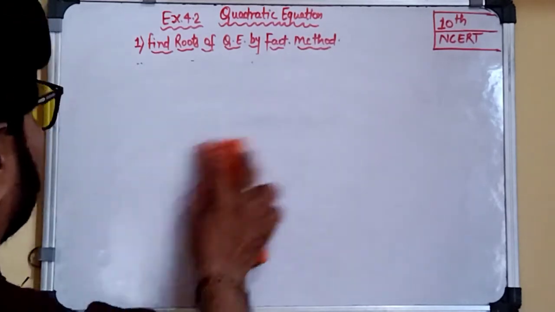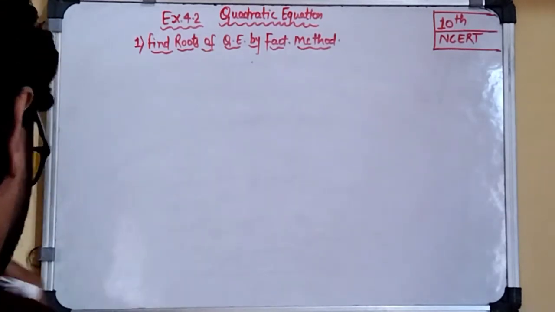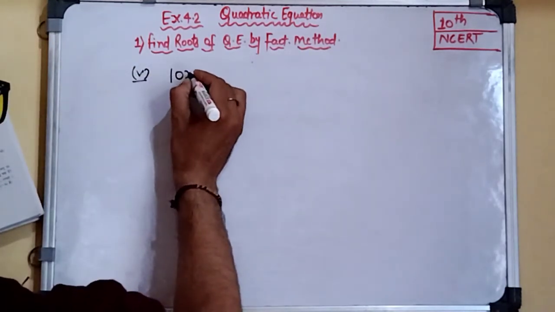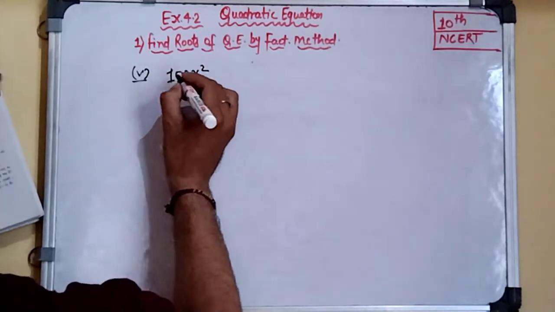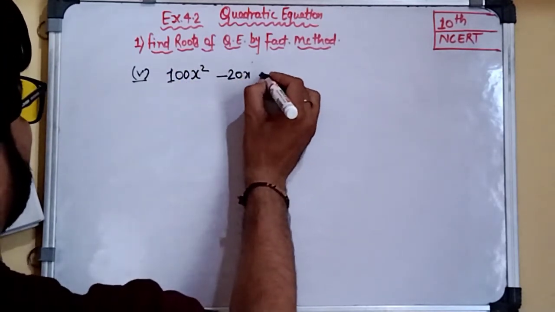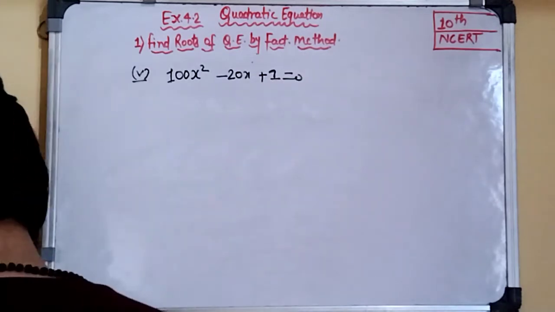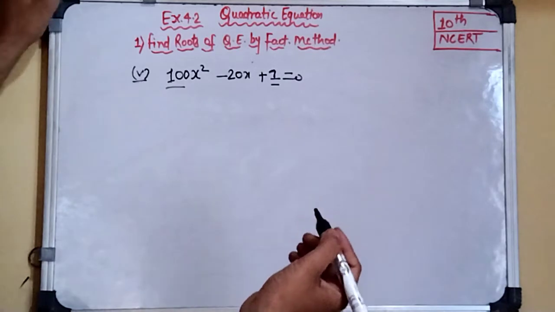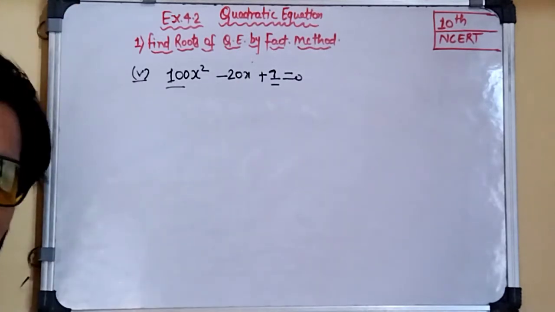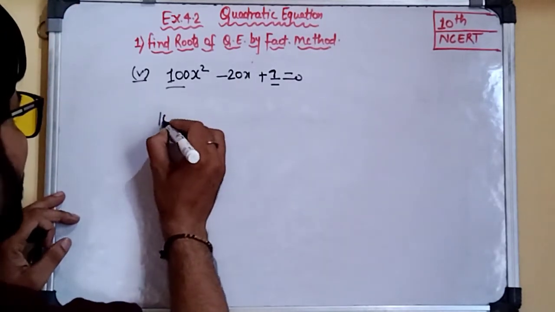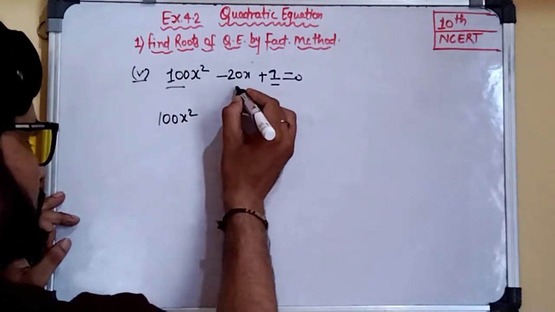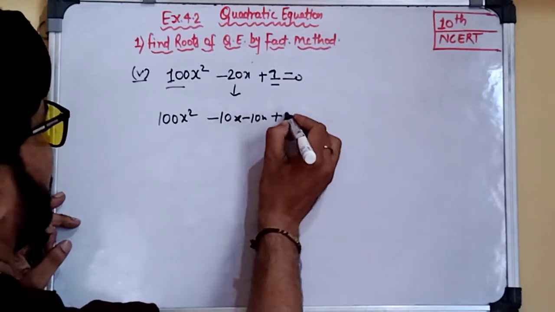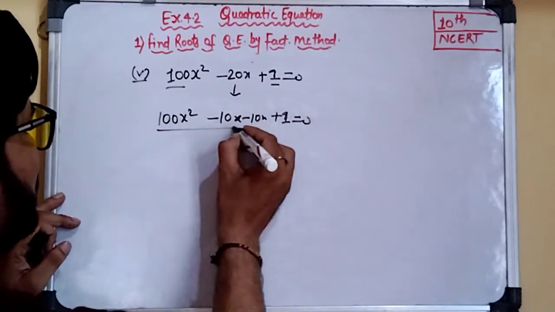Okay, the last, fifth sum, is of this form. The fifth sum is 100x square minus 20x plus 1. Okay, then 100 ones are 100, and take the factorization of 100 so that we get 20, then 10 tens are 100, and 10 plus 10 is 20. So we can write 20x as 10x and 10x, so 100x square minus 10x minus 10x plus 1 is equal to 0. Okay, the first pair, the second pair.